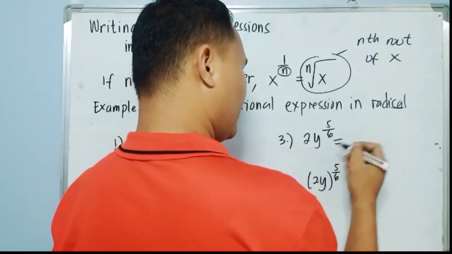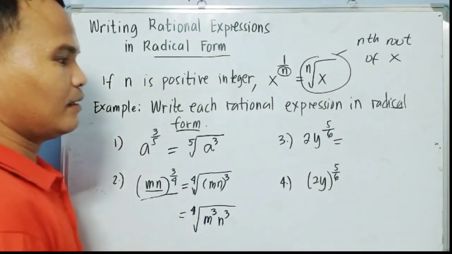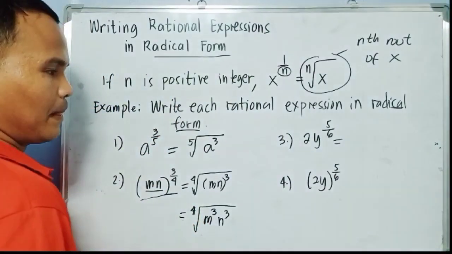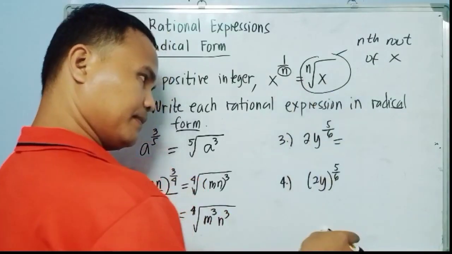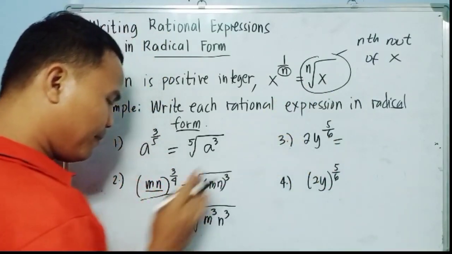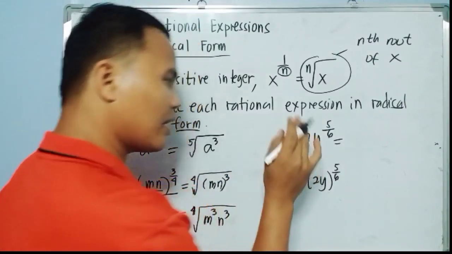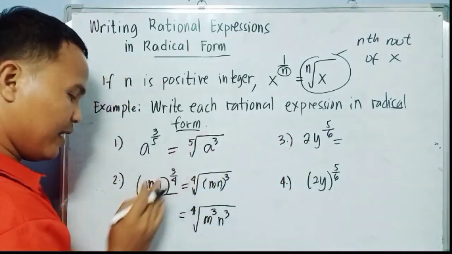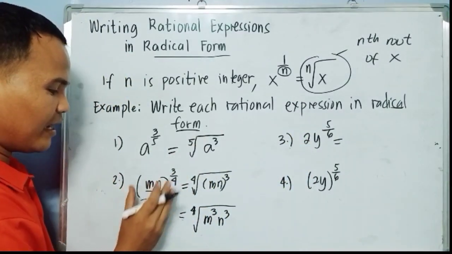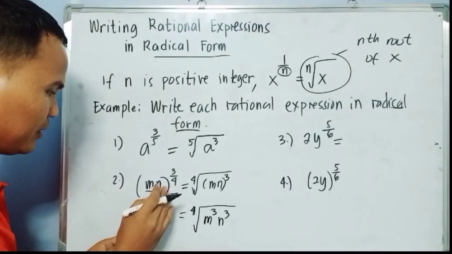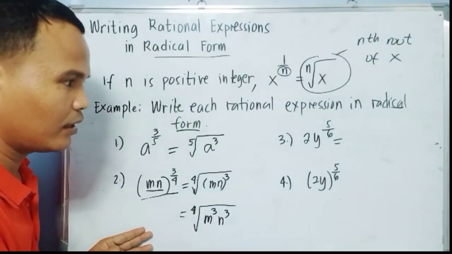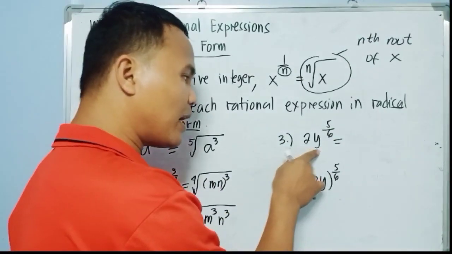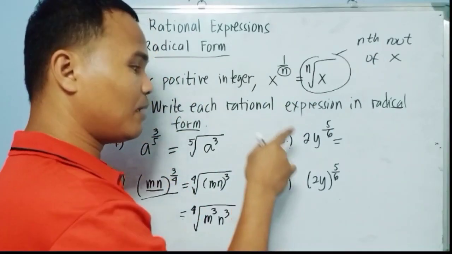Let us proceed to example number 3. 2y raised to the power of 5 over 6. So, kanisa nga example, di ni pareha ani nga ang gi-raise ra og 5 over 6 niya ni si y lang, y labot si 2. Unlike sa number 2, nga si m ug si n, basta na parenthesis, pasabot, silang duha gi-raise by 3 over 4. But in this case, walay parenthesis ngayon nakita diha. Meaning to say, si y lang ang gi-raise og 5 over 6, y labot si 2.